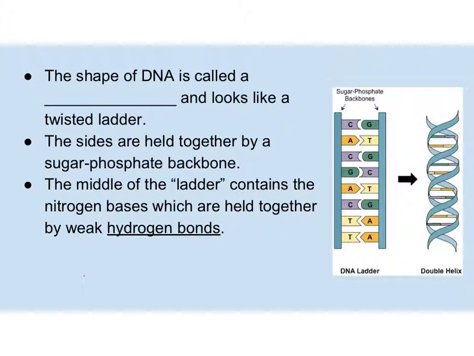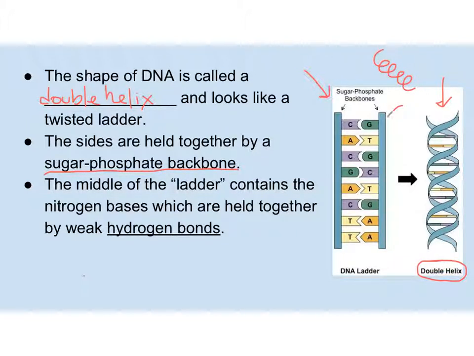Alright, so the shape of DNA was discovered in 1953 by 2 guys called James Watson and Francis Crick. You won't need to know that. But the shape that they came up with, which looks like this, it looks like a ladder that's been twisted around, and that's called a double helix. Now the sides of the ladder are held together by what's called a sugar-phosphate backbone.